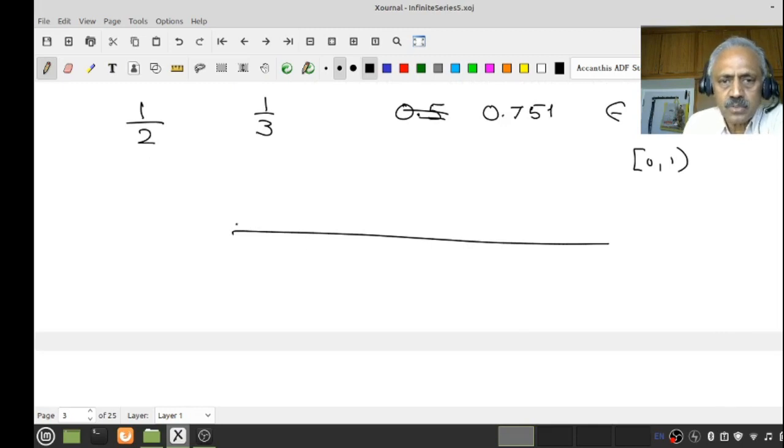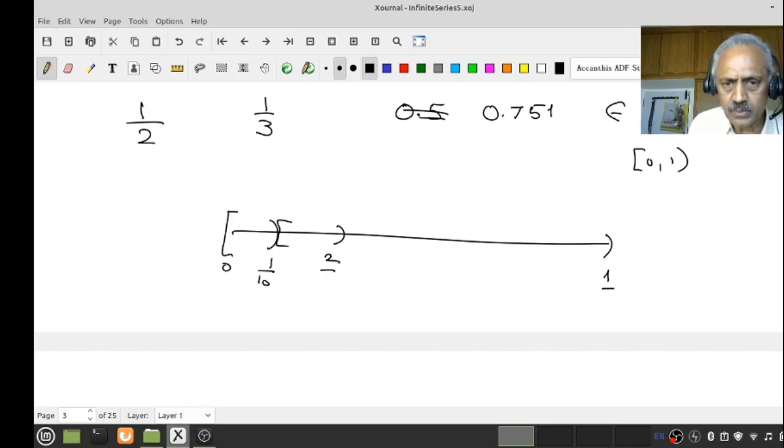So I have 0 here and 1 here. For decimal expansion, what do you do? You break this into a disjoint union of 10 intervals, each of length 1 by 10. This is 1 by 10. And the next one will be 1 by 10 closed, 2 by 10 open. Next one will be 2 by 10 closed, 3 by 10 open, and so on. And this will be 9 by 10, this will be 10 by 10.